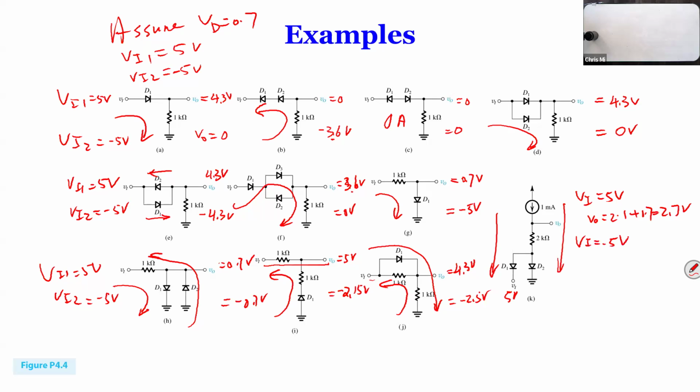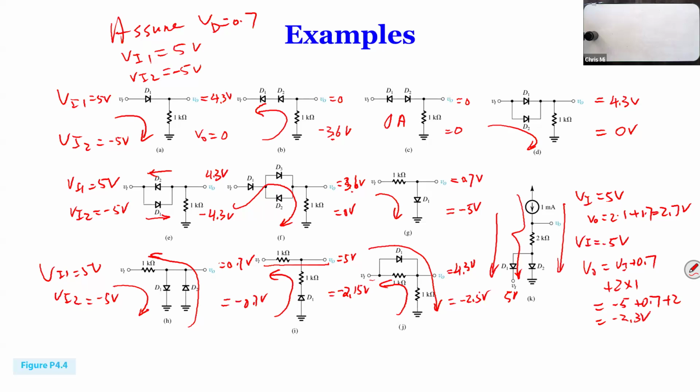So, yeah. So when it's negative, it goes this way. So this is going to be, VO is going to be VI plus 0.7 and then plus 2 times 1. So if VI is 5 plus 0.7 plus 2, that gives you minus 2.3 volts.